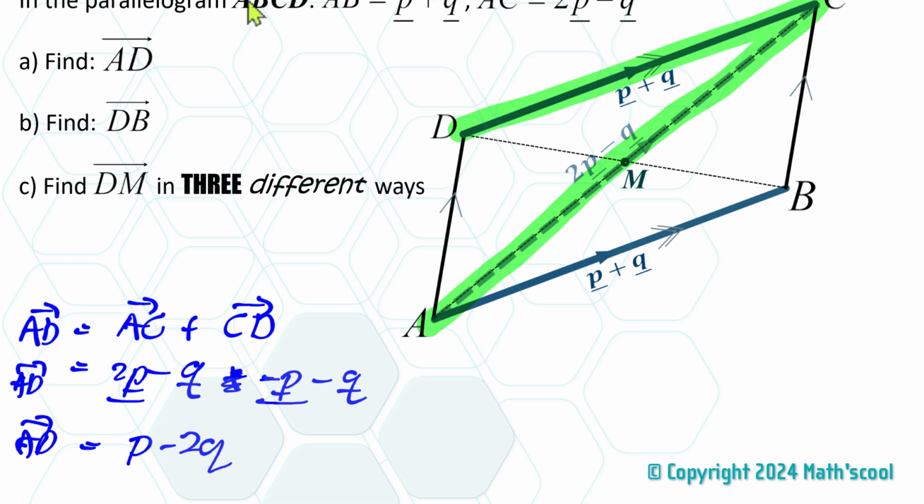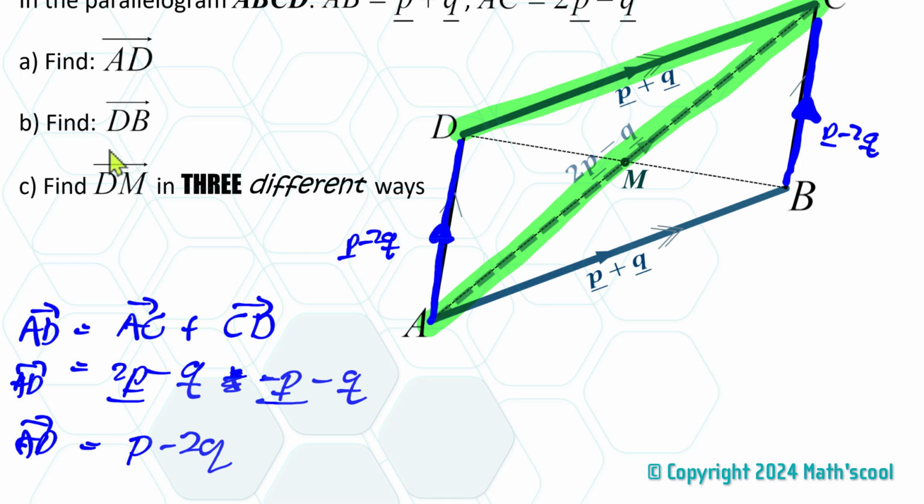So this vector from here to here is p minus 2q. And that means this vector is the same, because they're parallel vectors. So that's going to be p minus 2q. Okay, it says find A to D, we've done that.